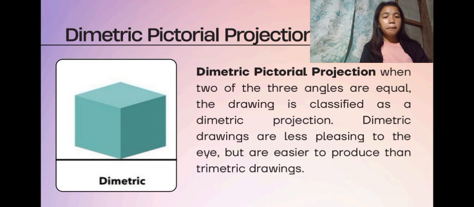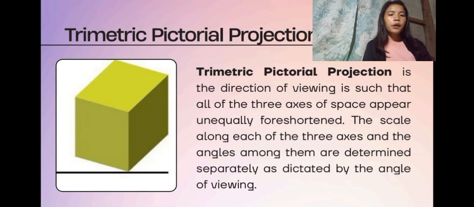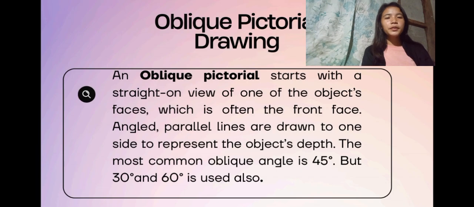Next, we have the dimetric pictorial projection, where two of the three angles are equal. This makes the drawing look a bit more realistic than isometric, but still it is easier to make than a trimetric drawing. So finally, we have the trimetric pictorial projection, where all three angles are different. Because of this, each axis has its own scale, making it the most realistic looking axonometric projection, but also the most challenging to construct. Now, let's move to the second type, the oblique pictorial drawing.